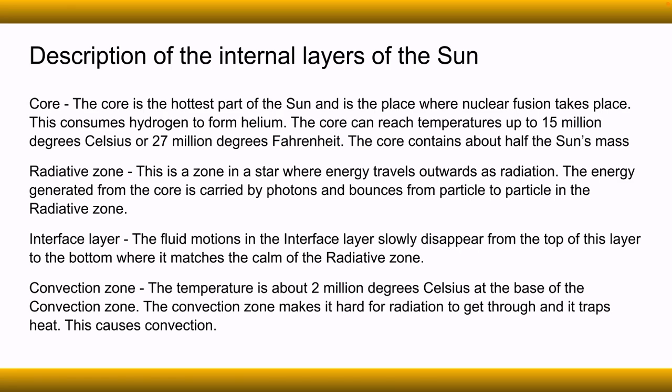The core is the hottest part of the sun, and is the place where nuclear fusion takes place. This consumes hydrogen to form helium. The core can reach temperatures up to 15 million degrees Celsius or 27 million degrees Fahrenheit. The core contains about half the sun's mass.